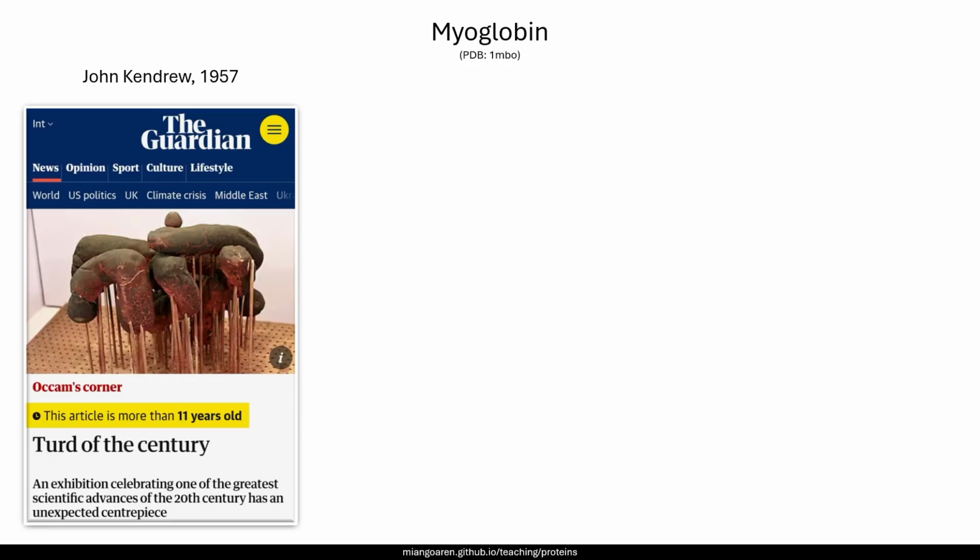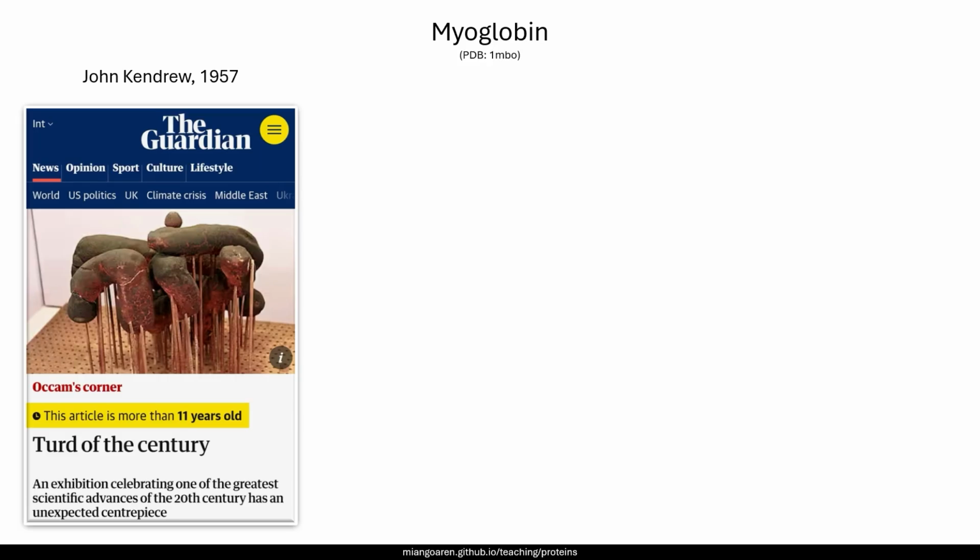Let's say that frankly it does look like a pile of feces, and even the news media outlet The Guardian called it the feces of the century. What this really represents is the structure of a protein, the first protein.